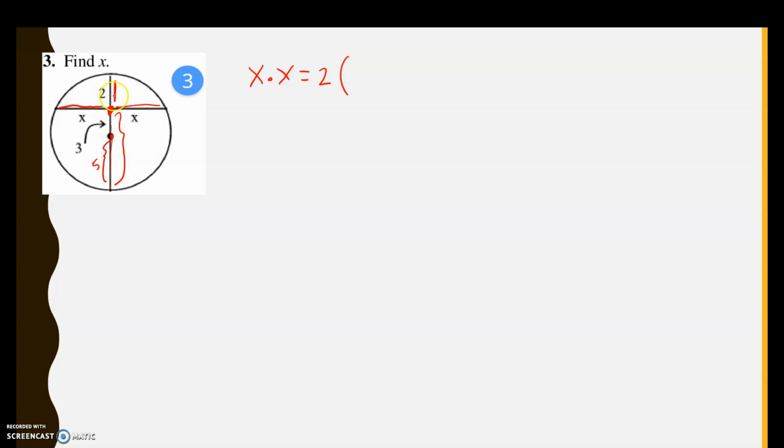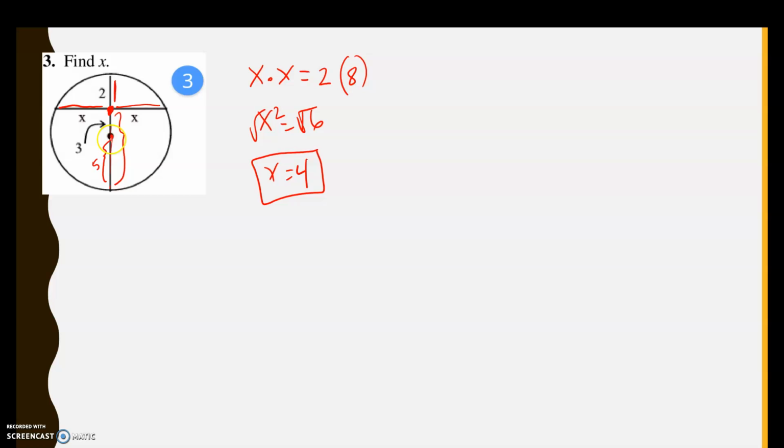Well, I'm looking for where they cross. So I know 2, that's part of my chord, and the other part is the 3 plus the 5, which means this entire length here is going to be 8. So now I'm going to get x squared is equal to 2 times 8, which is 16. So x is equal to, and take the square root, plus or minus 4. It can't be negative because I have to have positive lengths here. So x is equal to 4.